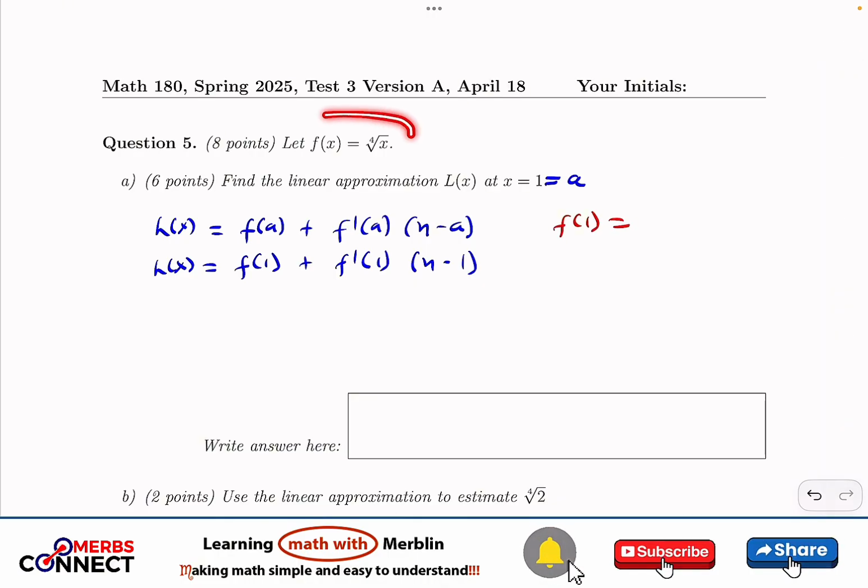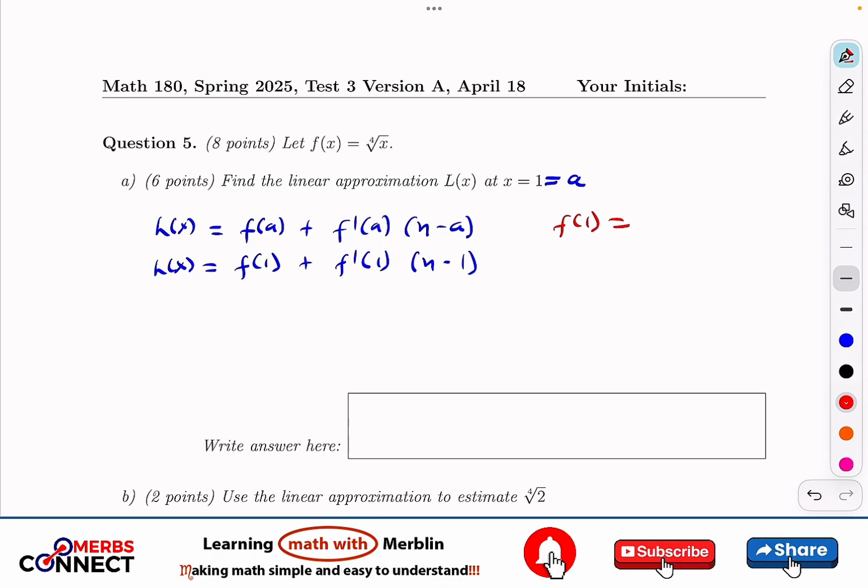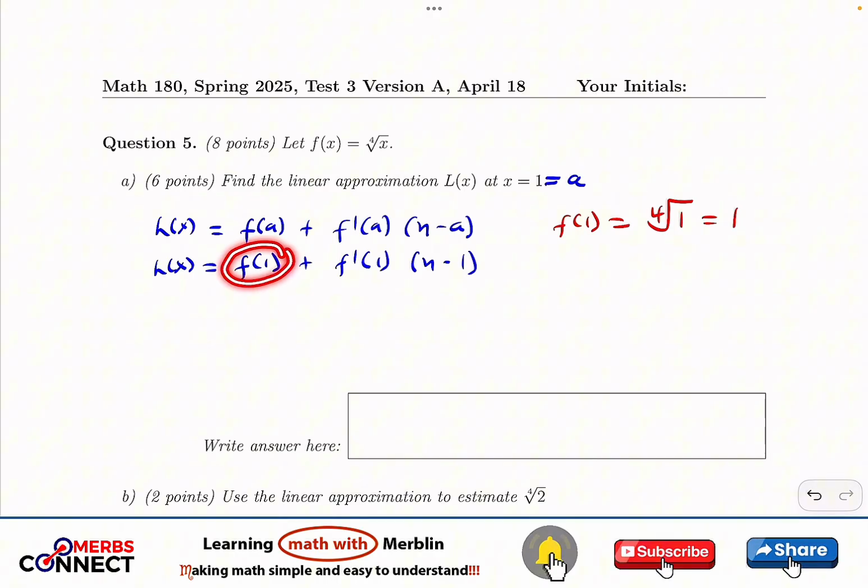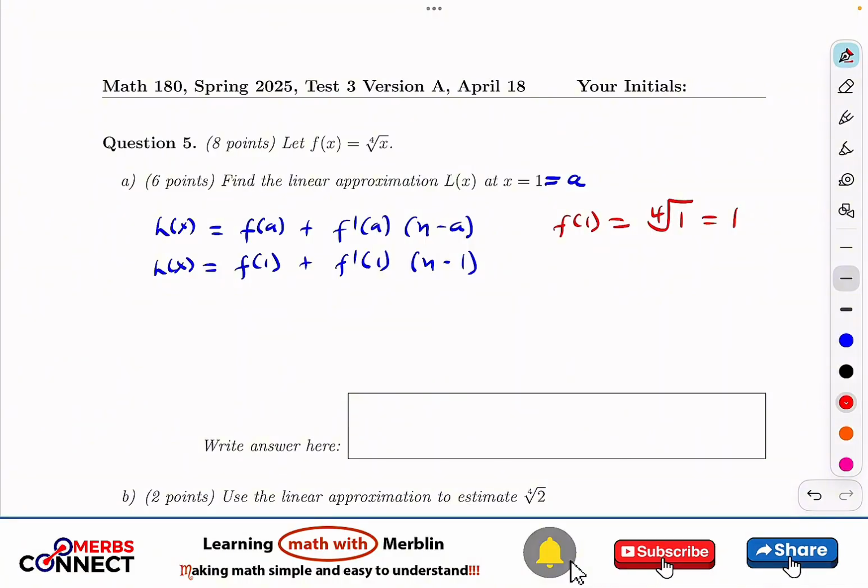So we have the function here, so I can plug it in and have fourth root of 1, which is 1. Now we need f prime. We've gotten f of 1, we need f prime of 1, but for us to get f prime of 1, we need f prime of x first. So f of x is equal to fourth root of x, which is the same as x to the power 1 on fourth. So this is f prime.